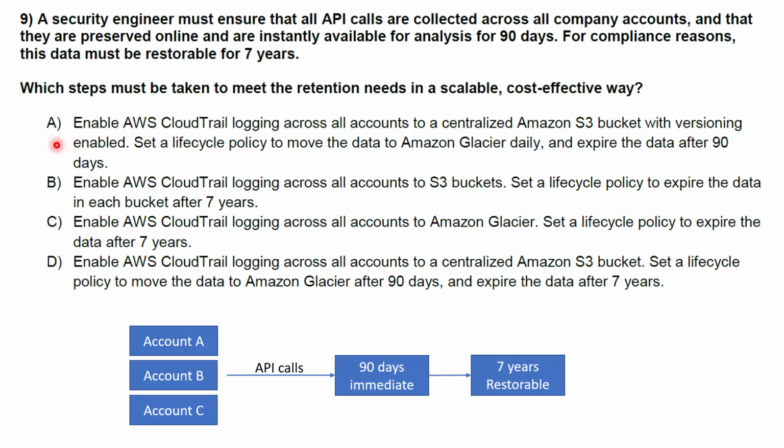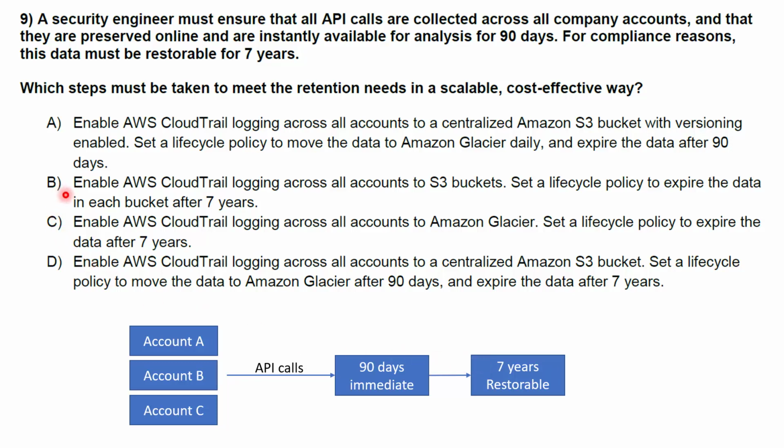Choice A is talking about enabling CloudTrail in all accounts to a centralized S3 bucket with versioning enabled. However, it is moving data to Glacier every day and then expires the data in 90 days. This does not meet the immediate access requirement for 90 days, as data in Glacier needs to be restored first. Secondly, the data also needs to be kept for 7 years. So this choice does not meet both these requirements.